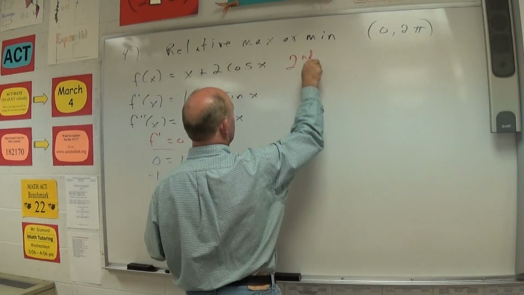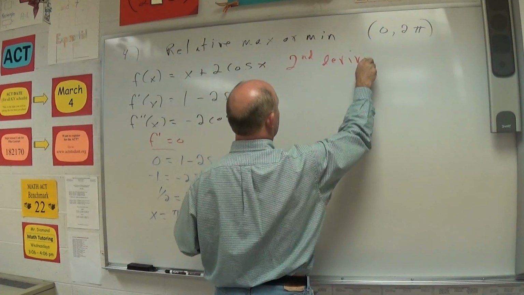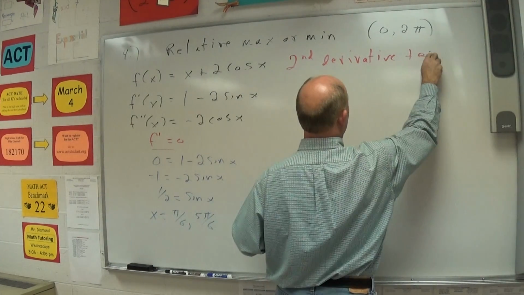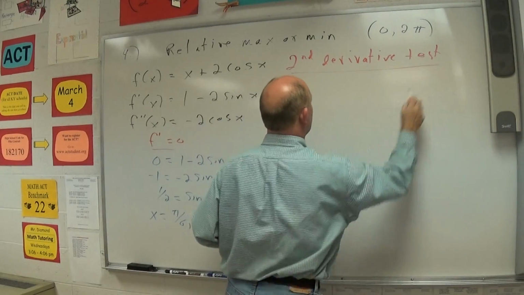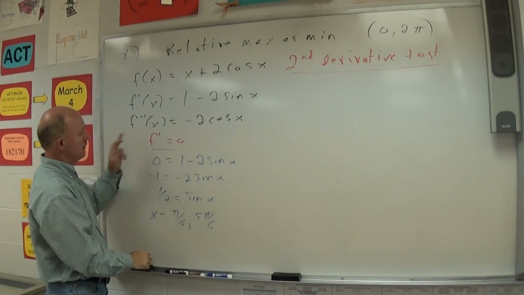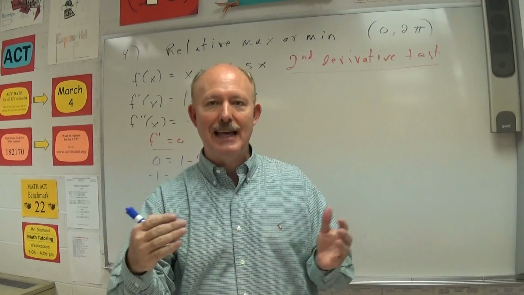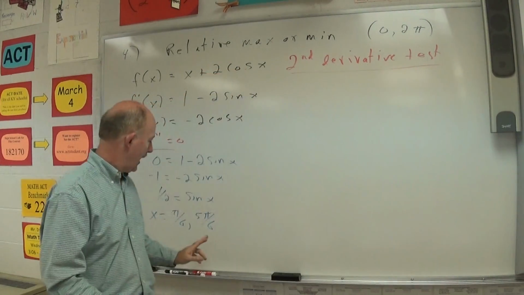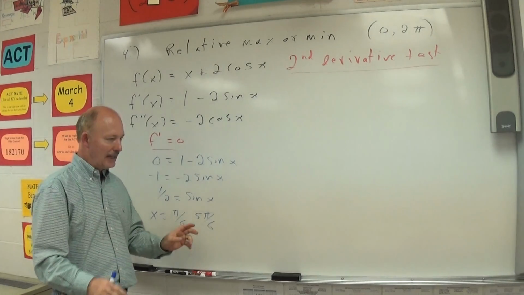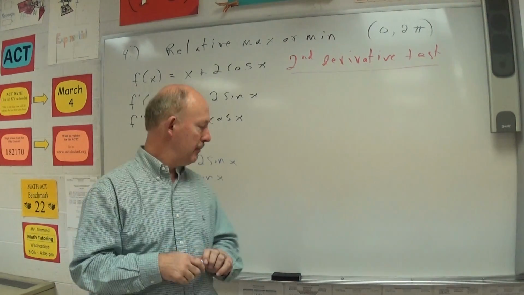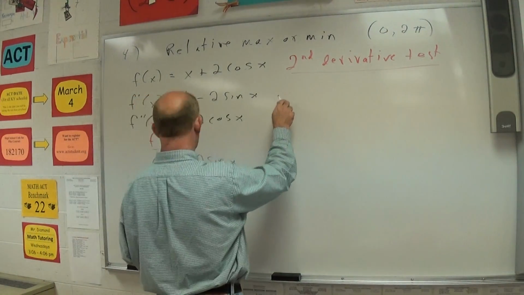The second derivative test. All right, so we'll take each of these numbers now and plug them into the second derivative, and let's see if that number is negative or positive. That'll tell us whether or not our critical number indicates a relative maximum or a relative minimum. So let's do the pi over 6 first.